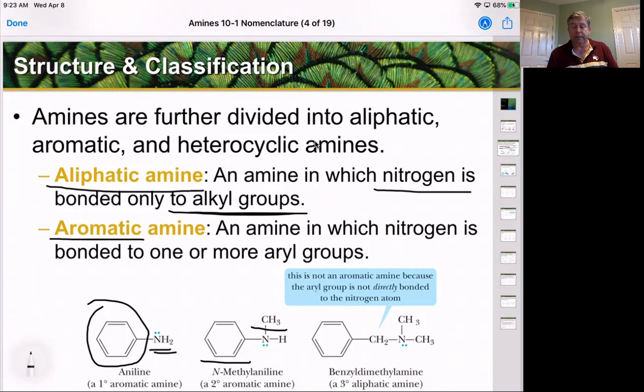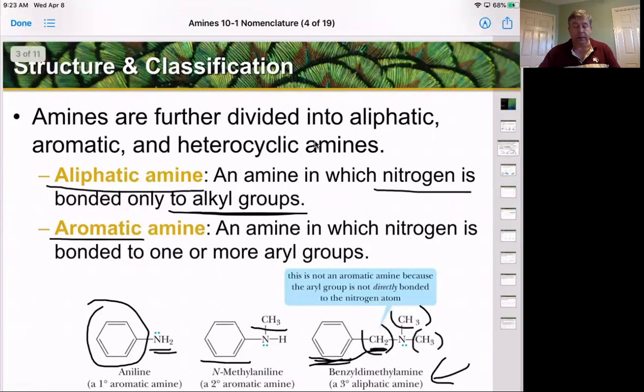Notice, if instead of having the benzene attached, we have that benzylic group, this is an aliphatic group, and this is an aliphatic group, and this is an aliphatic group. So that makes this an aliphatic amine. Even though there's an aromatic substituent close to it, the aromatic ring is not bonded directly to that nitrogen. Therefore, it is not an aromatic amine.